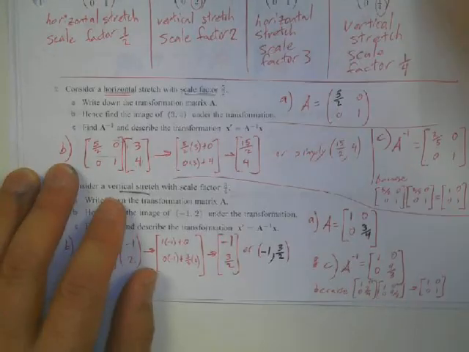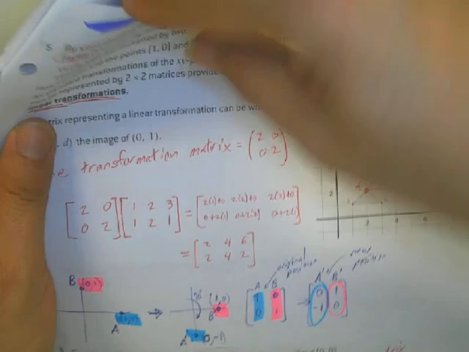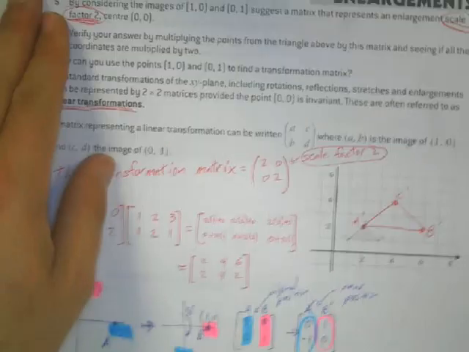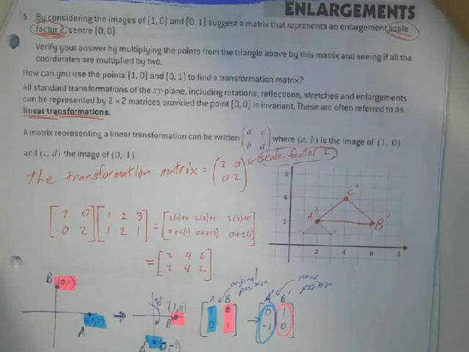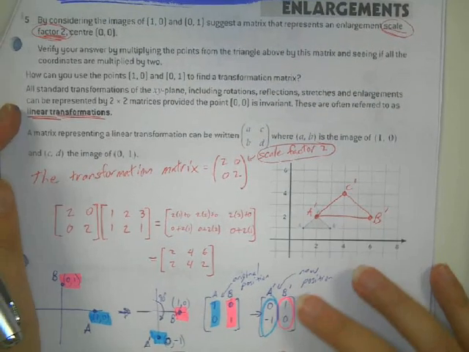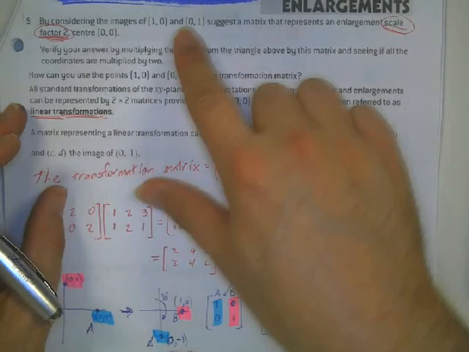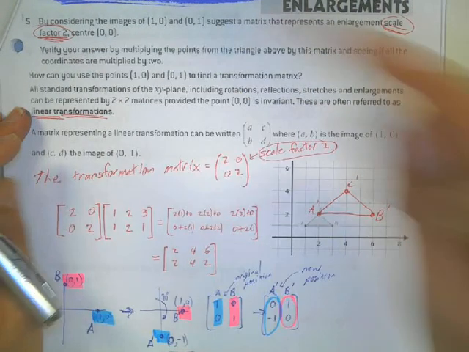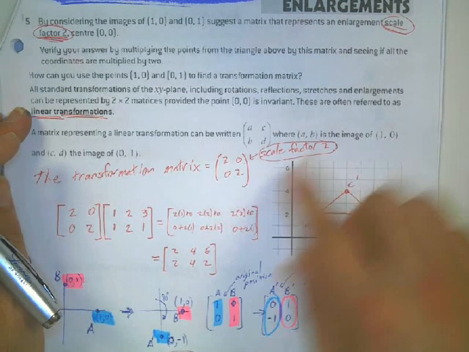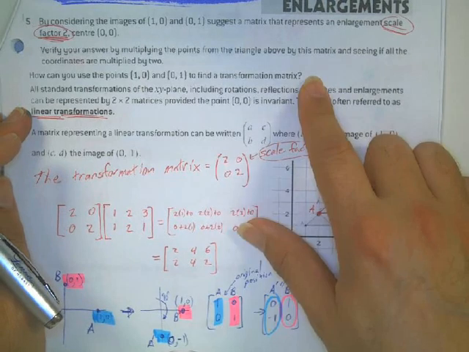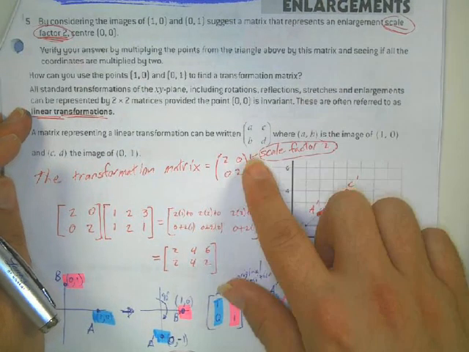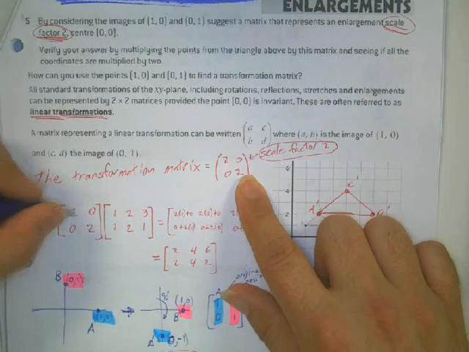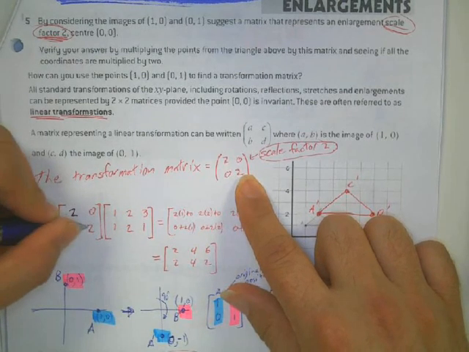Okay, now to the tricky stuff. I guess it's not tricky yet. Enlargement. We'll do the rotation in a separate video. Okay. So, enlargement. So, consider the points 1, 0, and 0, 1. Suggests that we want an enlargement by a scale factor of 2. Okay. So, if we want an enlargement by a scale factor of 2, we're going to use the matrix 2, 0, 0, 2.